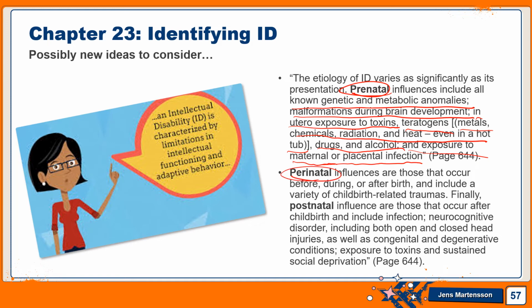The perinatal influences are things that occur right before, during, or after birth, like traumas. And then the postnatal influences are things that occur after childbirth, like infection, neurocognitive disorders, head injuries, congenital or degenerative conditions, exposure to toxins, and sustained social deprivation.